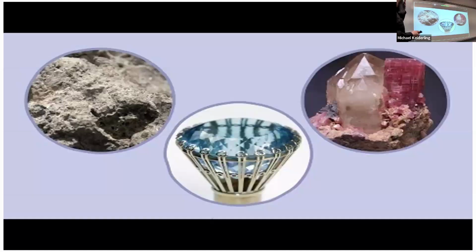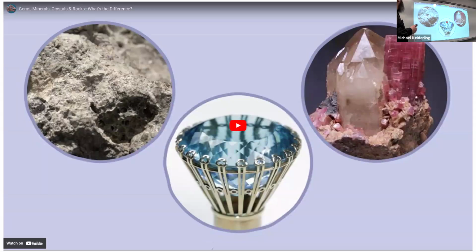So here are some examples of minerals. This is a short video about gems, minerals, crystals, and rocks, and what's the difference. The general difference between rocks and minerals is that rocks are made of minerals. So you can have a rock that's made of a single mineral, but your average rock is made of a mixture.